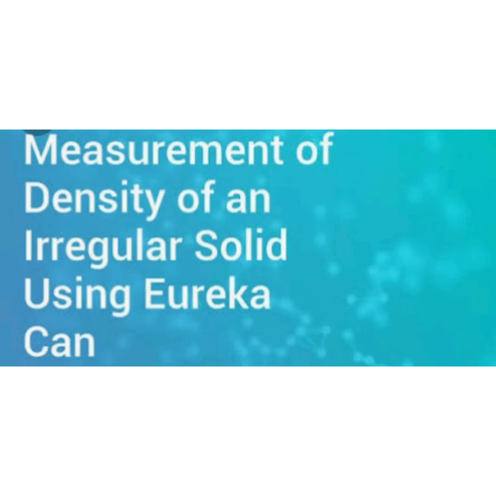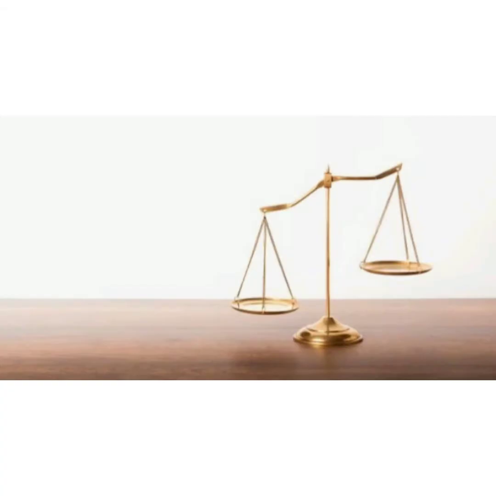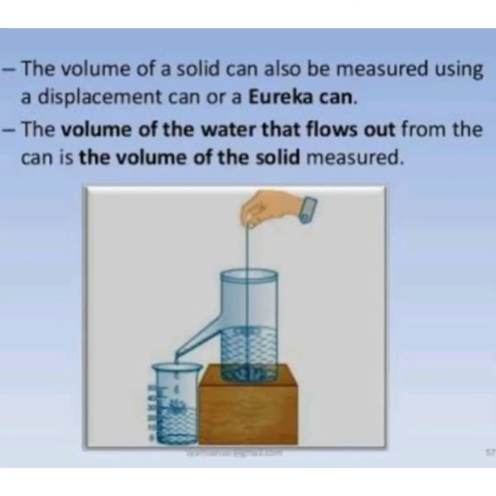Dear children, take your book now, page number 28. Listen here. How to measure the density of irregular solids using a Eureka can. First of all, measure the mass of the irregular solid using a physical balance. Let's say that the mass is m.